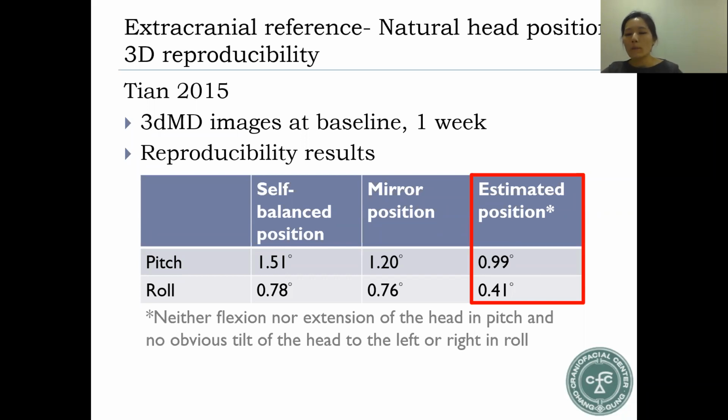The authors also mentioned that the pitch reproducibility was a little bit better than those reported in the earlier 2D studies. The authors think the possible reason is that head holders might have been used in the earlier 2D studies, and those head holders might interfere with the physiological balance and therefore reduce the reproducibility.